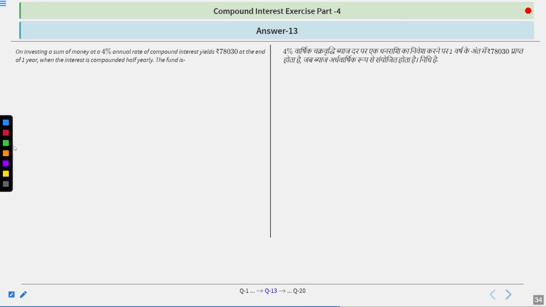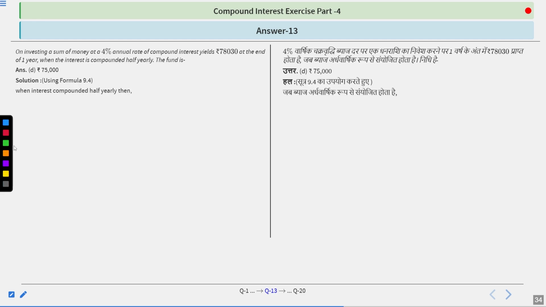So we have invested money at the rate of 4% annual rate of interest, and it has yielded rupees 78,030, and the time period it took is 1 year. And the interest is compounded half yearly. We have to find the principal. The answer to this question is option D, rupees 75,000, and we are using formula 9.4 to solve this question.